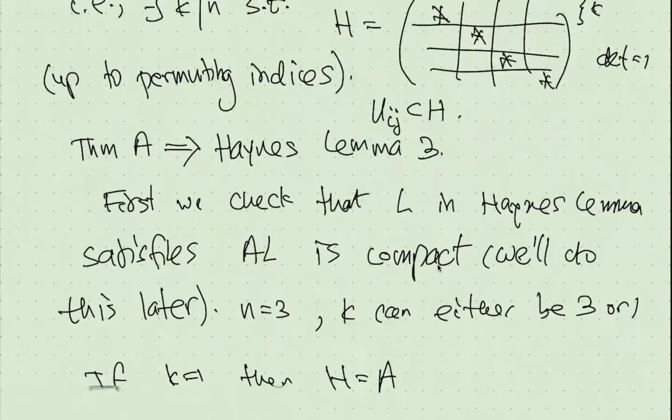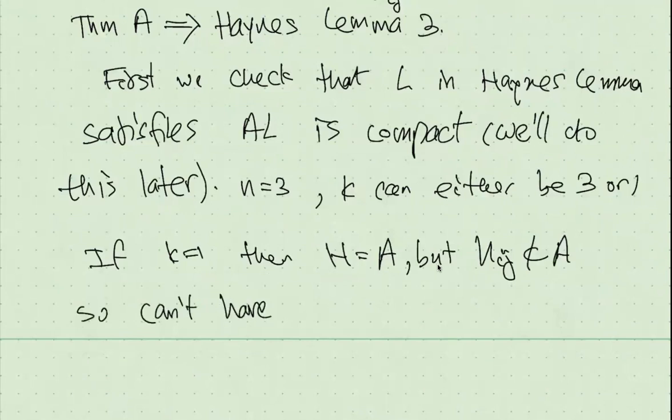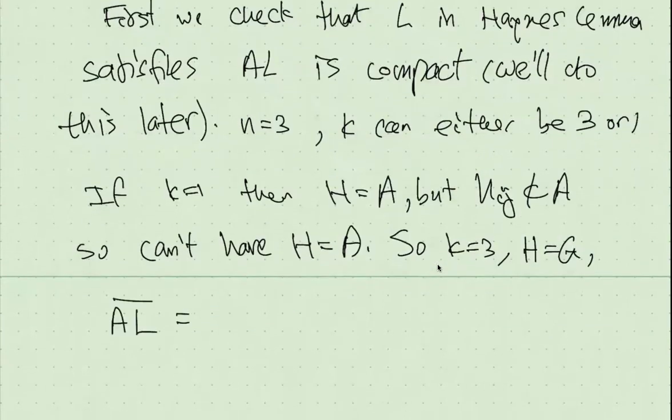So we cannot have this. We can't have this. So that means that K equals 3. And in that case, there's just one block. So in that case, H equals G. So what this is saying is that the closure of A L is G L, which is G mod gamma.